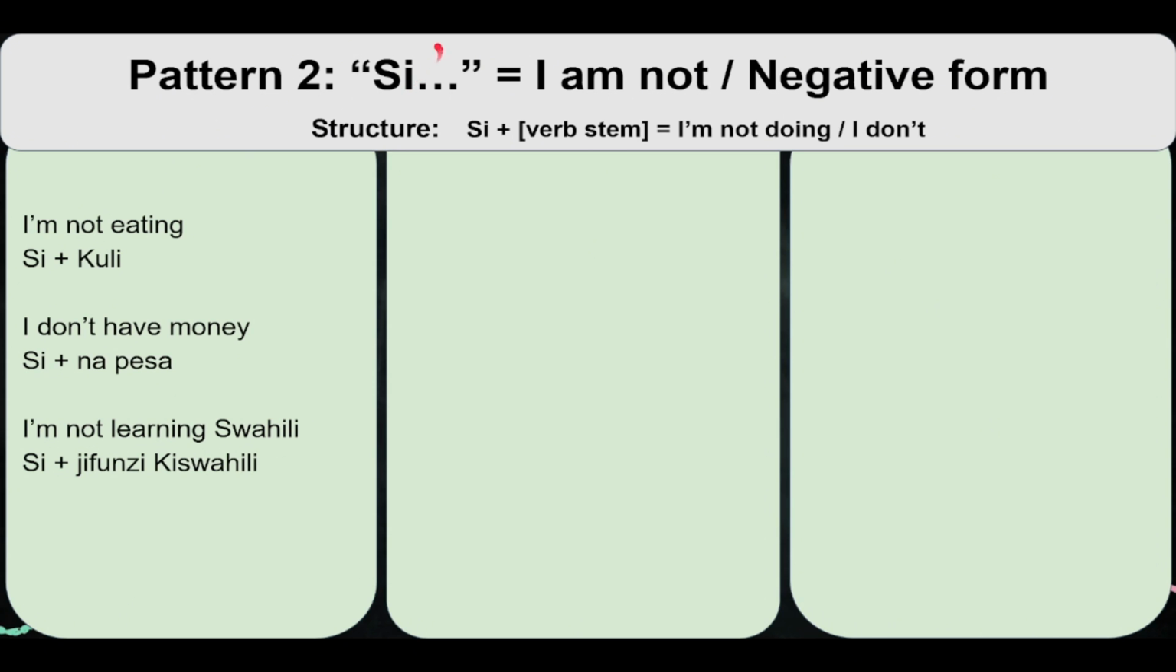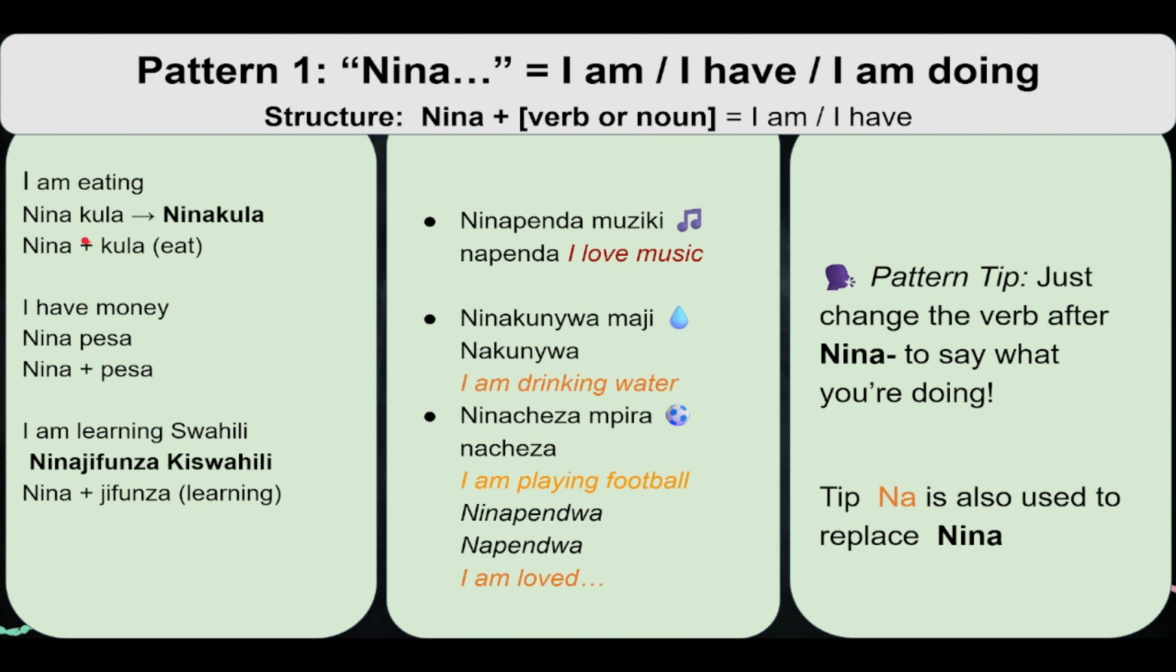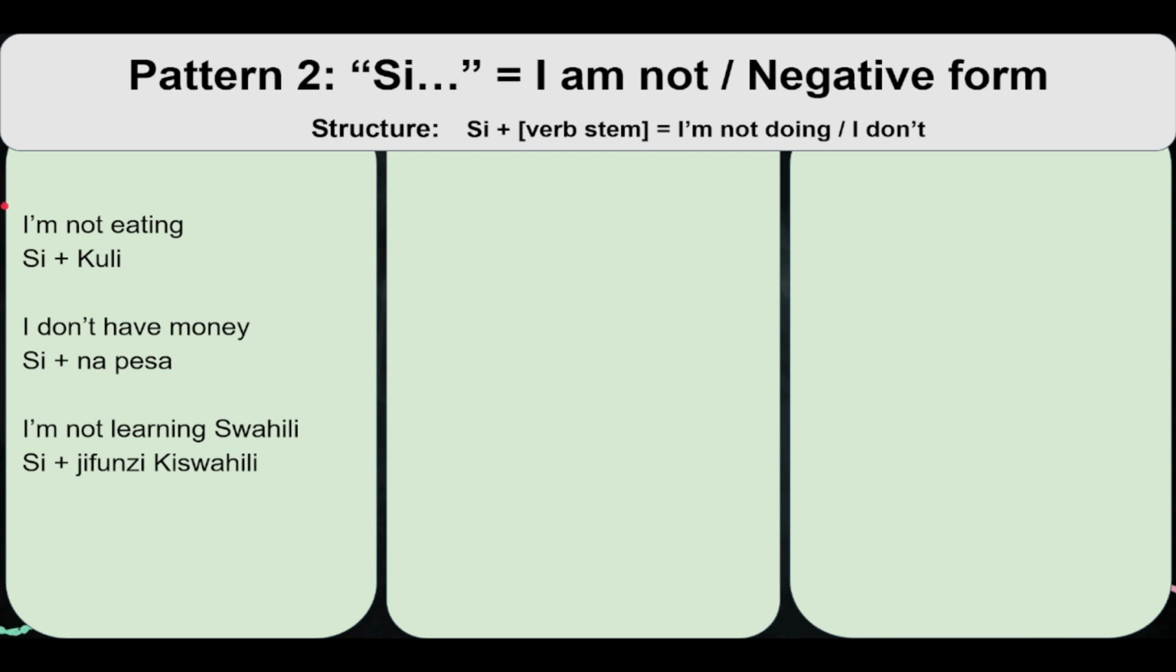Now, si is also an interesting word in many other cultures, because I know in the Spanish-speaking community, si is yes. Well, just flip that when you're speaking Swahili, and you will be saying no. Oh, a negative. It's really not no, but it's like a negative. So I have, I don't have. Nina, sina. Nakula, sikuli. So remember, ninakula, or nakula, and then sikuli. I'm not eating.